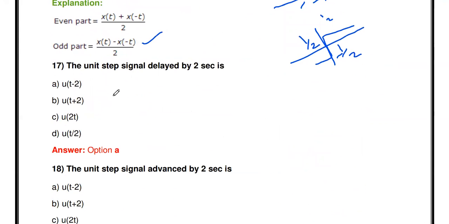Then the next one: the unit step signal delayed by 2 seconds. These topics come under operations on the signal. We can perform different operations on the signal: amplitude scaling, time shifting, time scaling, time delay and time advance, and so on. Here the unit step signal delayed by 2 seconds. Unit step signal means u of t. Delayed by 2 seconds means it can be represented as u of t minus 2. Minus 2 we have to put.